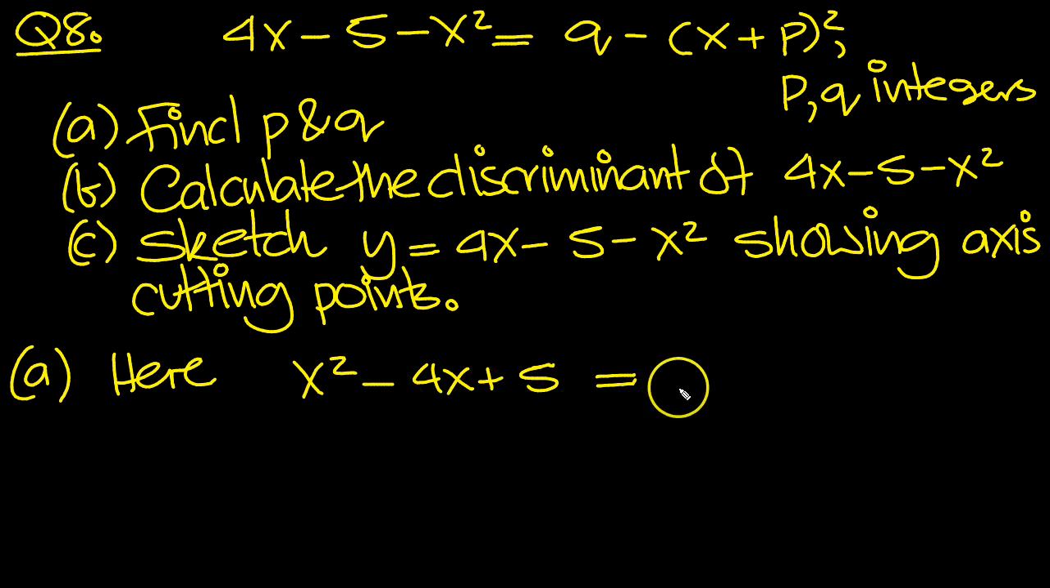And I can see that that will equal x, half of this is minus 2, squared. x minus 2 squared. And then there's a plus 4 comes out. We need 5, so we need one more.